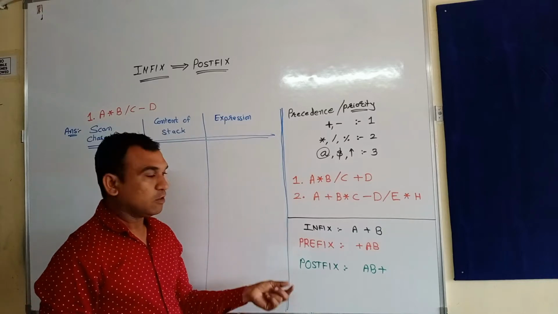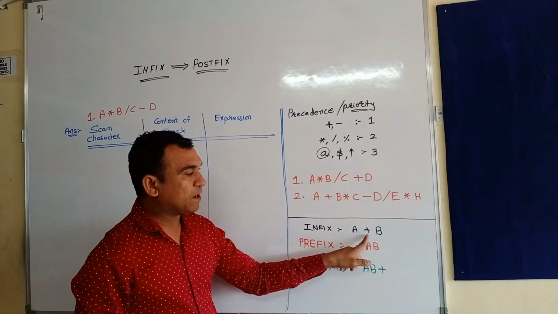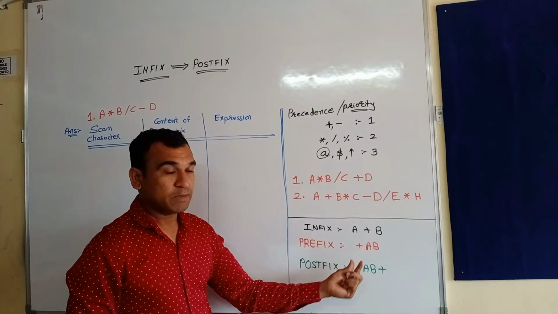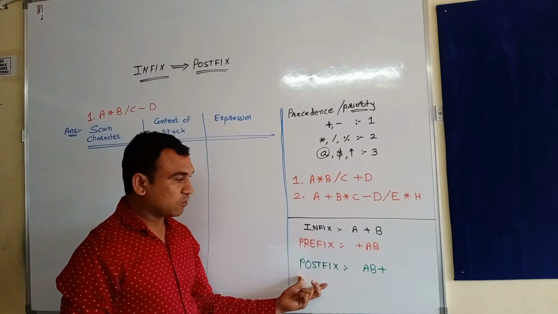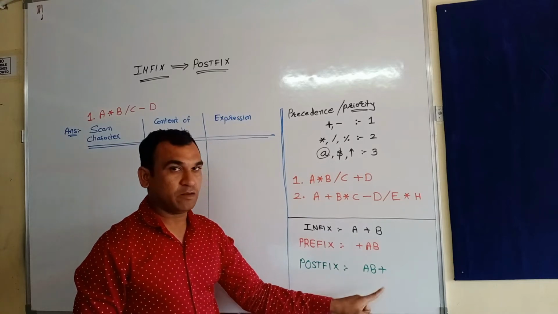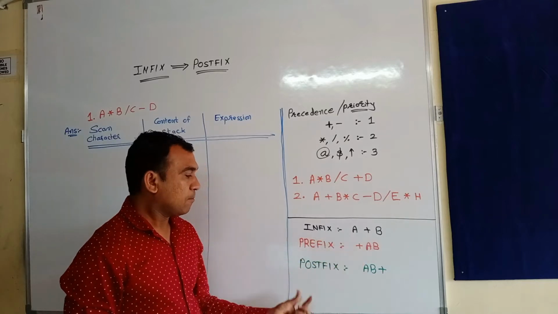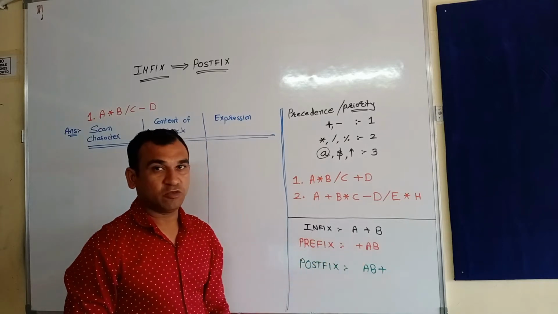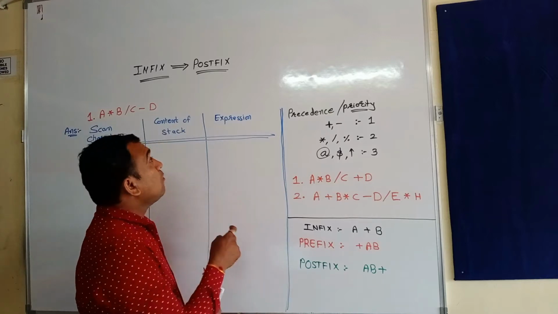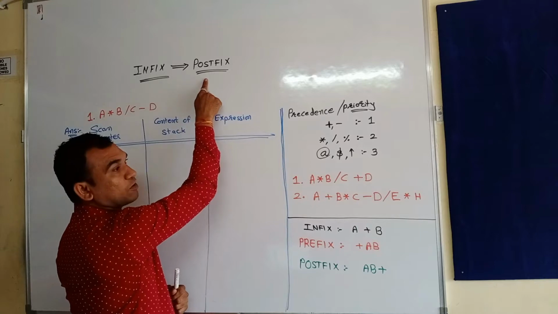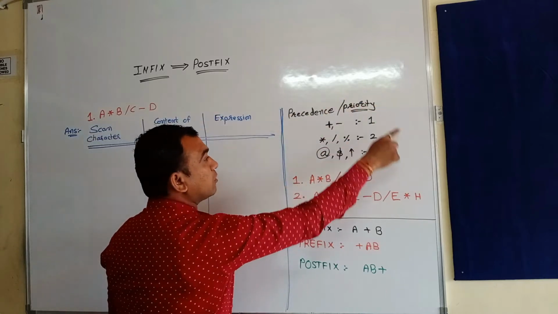Let's understand this. In infix notation, we have the operator in the middle. In prefix notation, we have the operator at the beginning. And in postfix notation, we have the operator at the end position. In the middle, pre in the beginning, post in the end position. Also, for converting any expression from infix notation to postfix notation, we should remember this table.